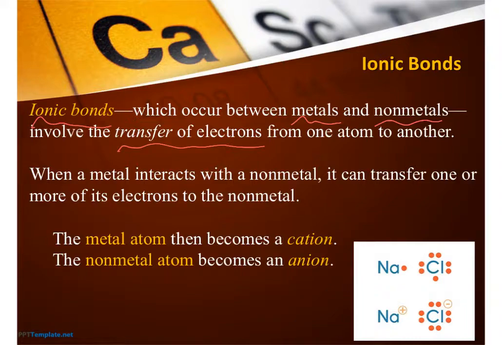Metals like to give up electrons to become cations, and so that's what happens. The metal atom donates one or more of its valence electrons to the nonmetal. The nonmetal accepts it, and so the metal becomes a cation, a positively charged ion. The nonmetal atom becomes an anion, a negatively charged ion. Table salt, sodium chloride, is a perfect example of that.